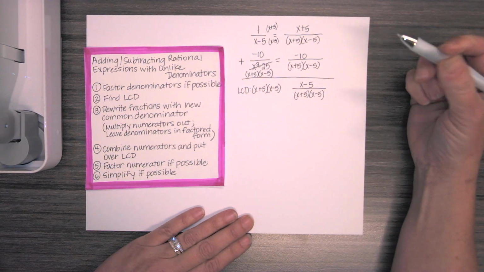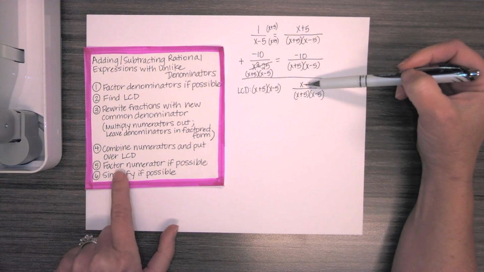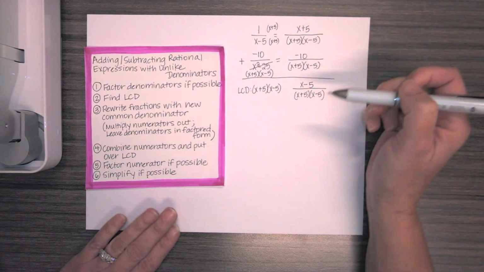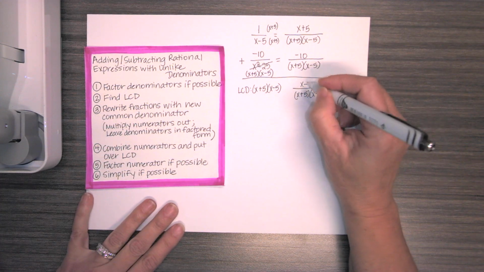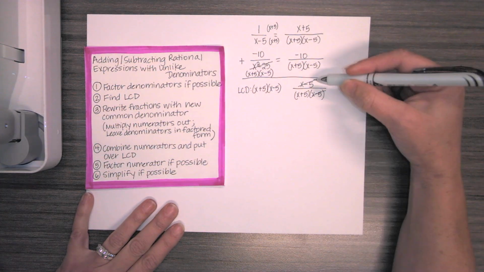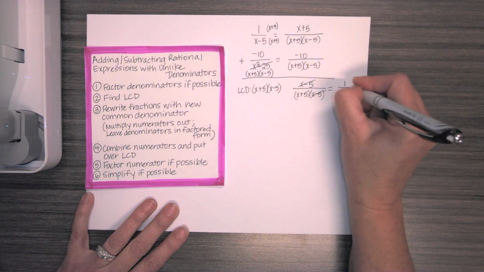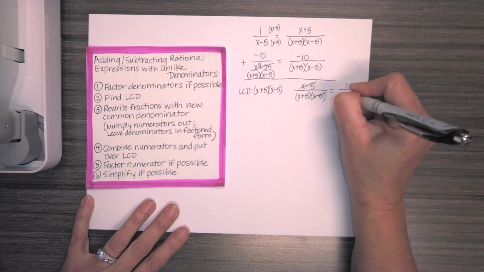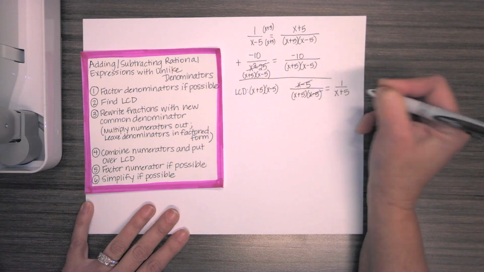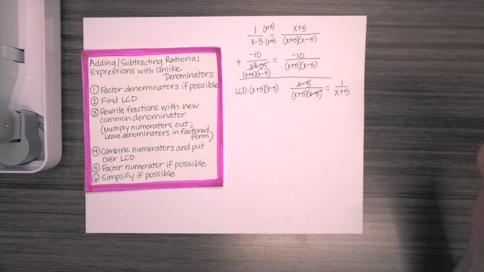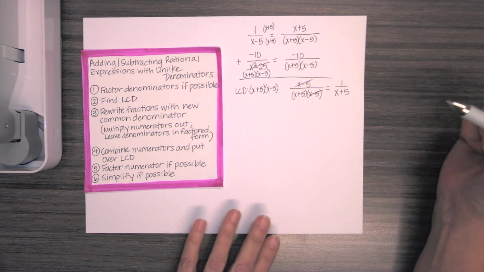All right, we look at our numerator, we factor our numerator if possible. It will not factor. And then we see if we can simplify. Well, we can, because we have these like binomials on the top and the bottom. And that's going to leave us with a simplified form of 1 over x plus 5 as our final answer. Okay, let's try another one following all of those steps that we just put out right here.